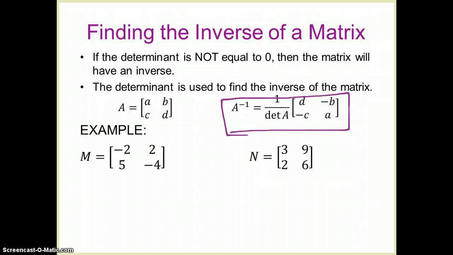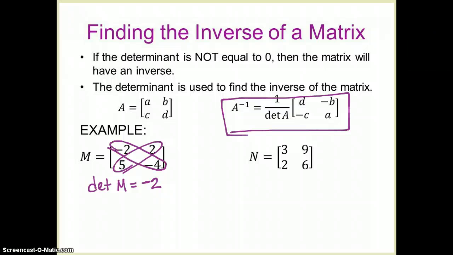First of all, like I said, we need to find the determinant of our matrix. So let's find the determinant of our matrix M here. To find the determinant, I'm first going to take my main diagonal. -4 times -2 is 8, minus the other diagonal, 5 times 2 is 10. 8 minus 10 is -2. So my determinant is -2. That tells me that there will be an inverse to this matrix.